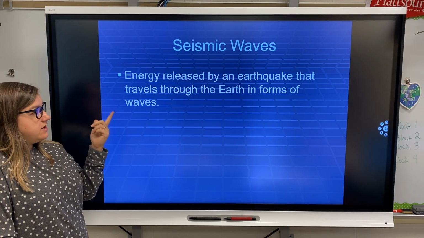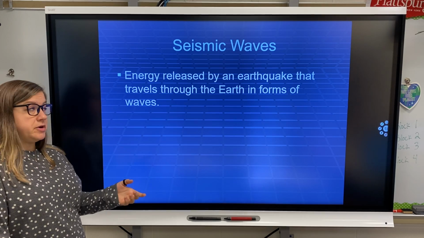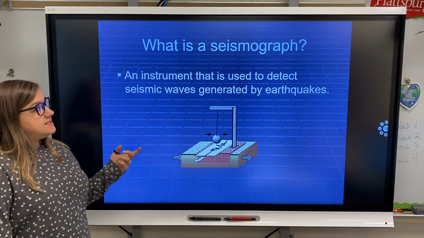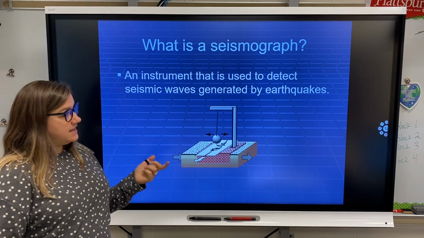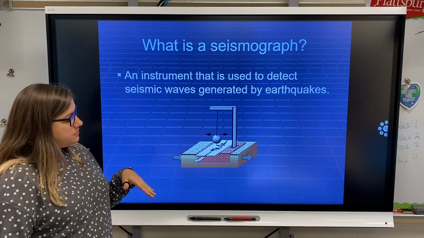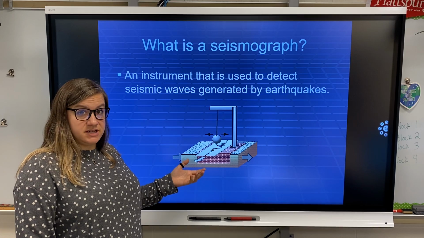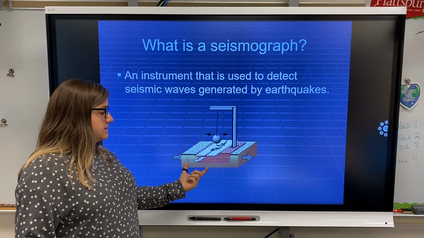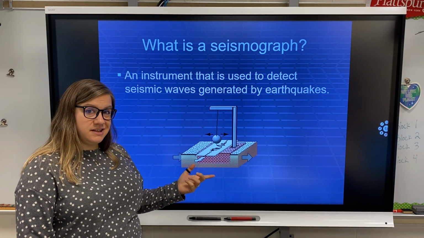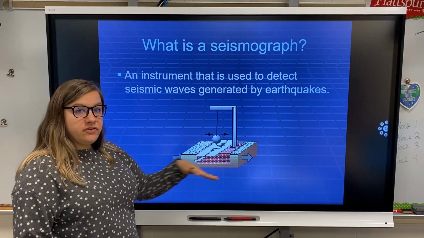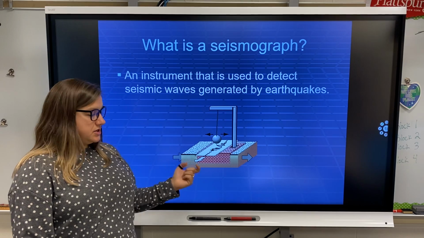So this energy released by the earthquake travels through the earth in the form of waves. Those vibrations are actually waves. A seismograph is the instrument that's used to detect the seismic waves that earthquakes create. This is a very simplistic version of it, but basically they'll embed something into the bedrock, and this little elbow thing right here has a pendulum kind of hanging off of it. So when the earth starts to move underneath it, this little ball with the pen on it stays in one place, and it actually can get readings.